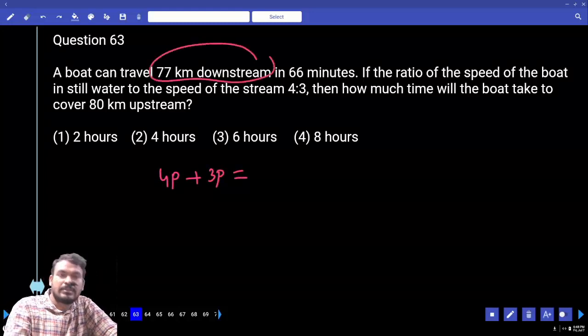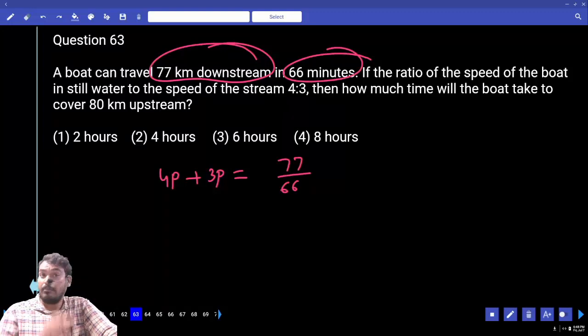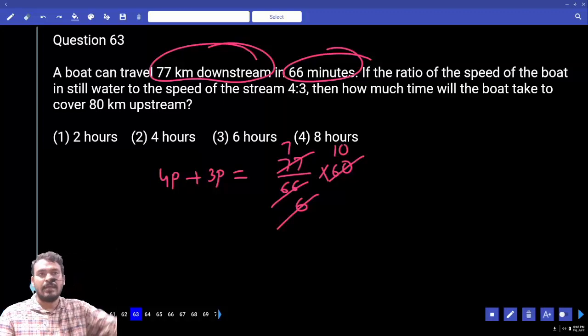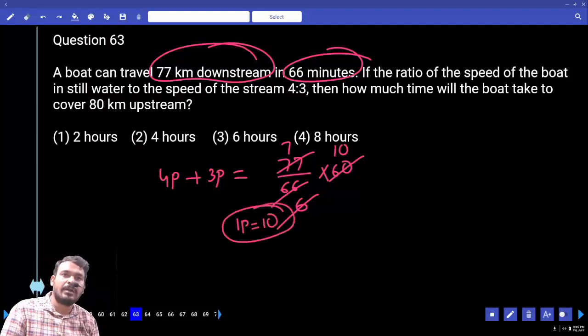That is equal to distance by time. Distance is how much? 77. Time is 66 minutes. Then we write 77 by 66 minutes. Minutes converted to hours, multiplied by which one? 60 here. Okay, 11 7 times, 11 6 times, 6 how many times? 10 times here. Left hand side 7 parts, right hand side 70. Every one part is how much? 10 here.